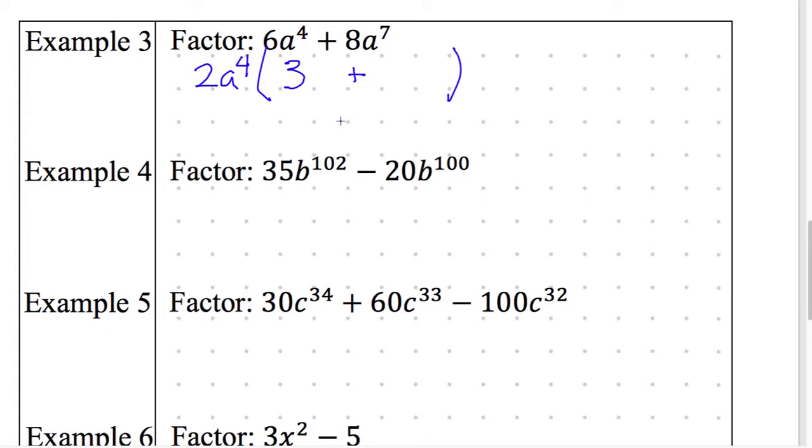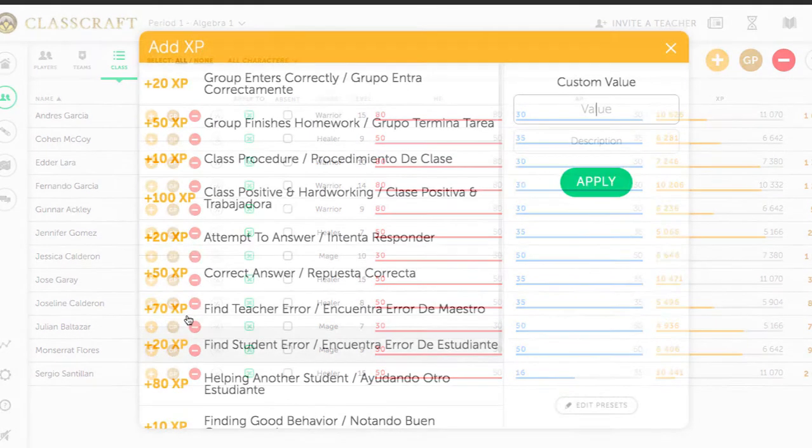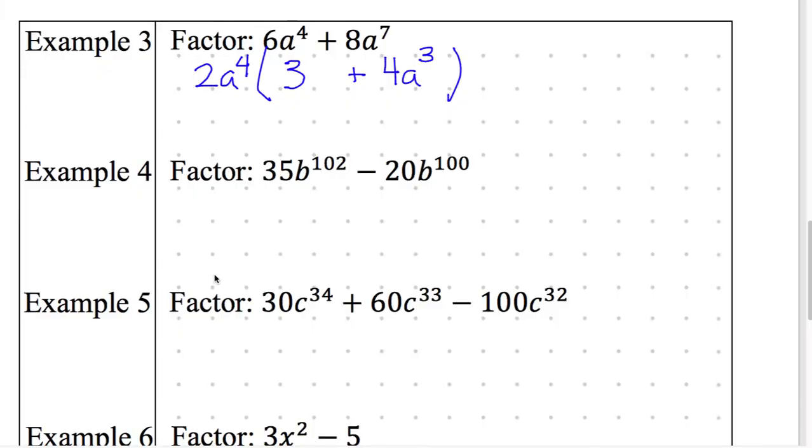Who can do the second term? Yeah, Monse. There it is, 4a to the power of 3. 8 divided by 2 is 4, that's the coefficient. a to the 7th, I'm going to subtract 7 minus 4, and that's 3. Good job, Monse. Done. That's the final answer. Don't have to do anything else.